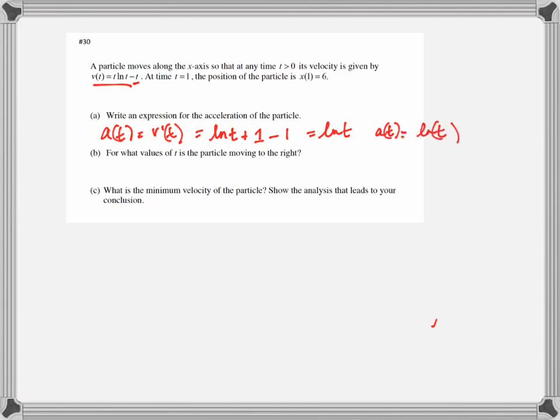So part A. For what values of t is the particle moving to the right? That's when the velocity is greater than 0. So we just take that velocity function and set it greater than 0. We would say t ln t minus t is greater than 0. So ln t is greater than 1.